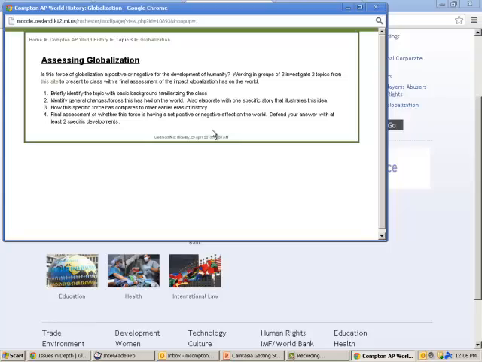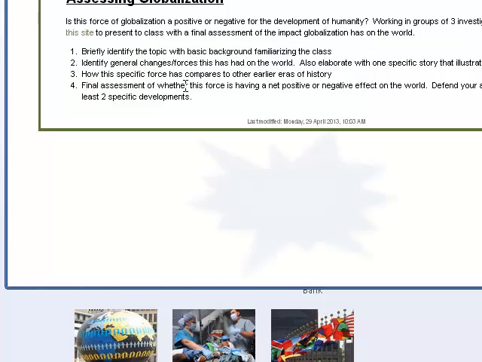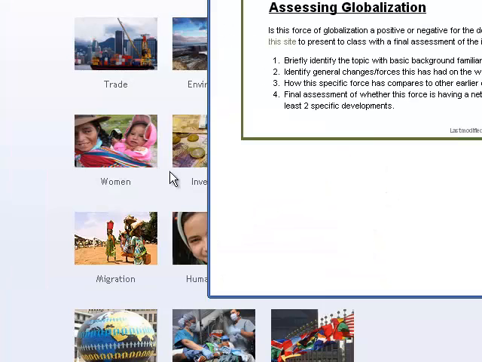For each one of those topics that you're going to research, you need to complete the following questions and tasks. Now, make sure, for example, how this specific force compares to other earlier eras of history. You need to find specific things. So say, for example, your topic might be migration. What you're going to do is you need to look at migration today, an example of migration today. Maybe it's migrants coming from Mexico to the United States. And then immigration perhaps in the 1800s. So in this case, maybe forced African migration.